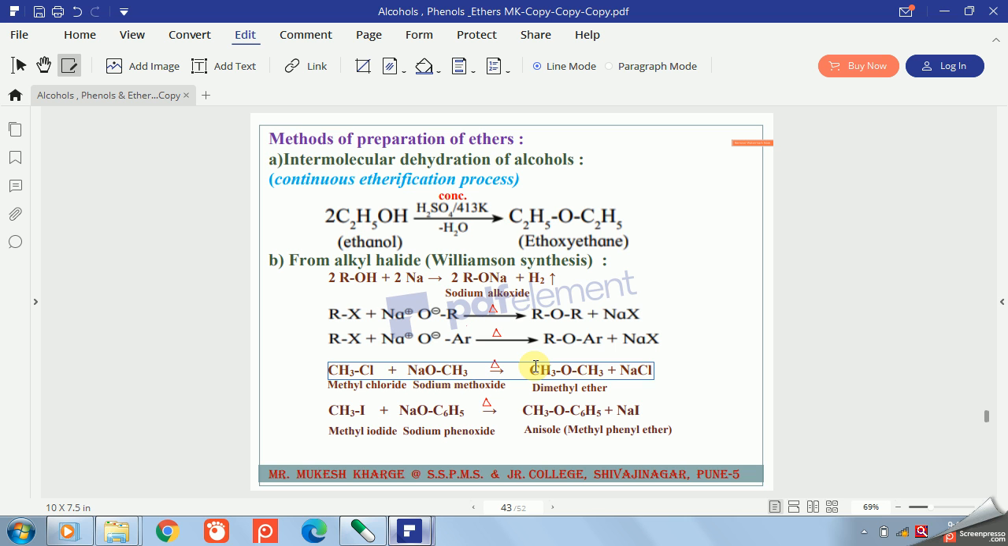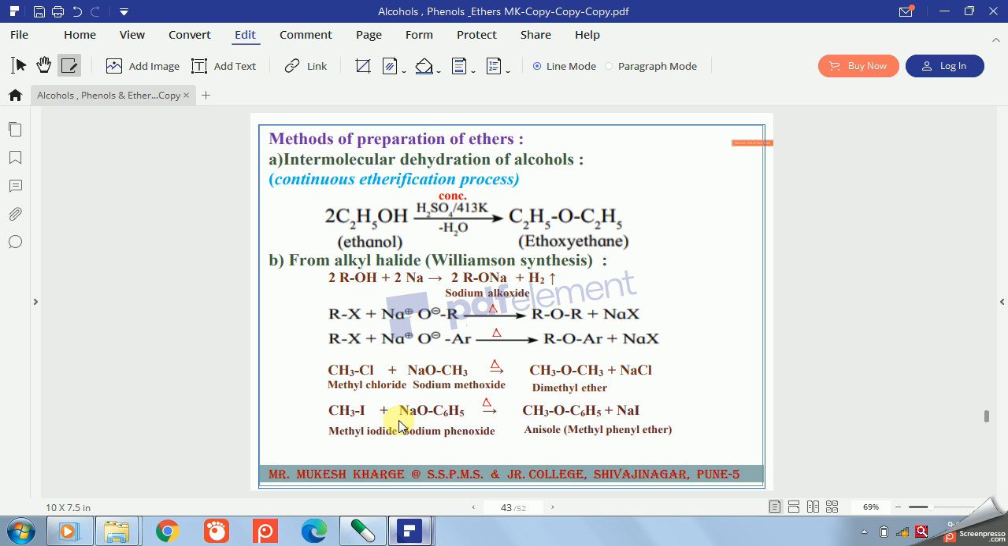But when methyl iodide is treated with sodium phenoxide, then we get CH3OC6H5. So it is anisole, methyl phenyl ether, plus NaI as the byproduct. So this is about the reaction.